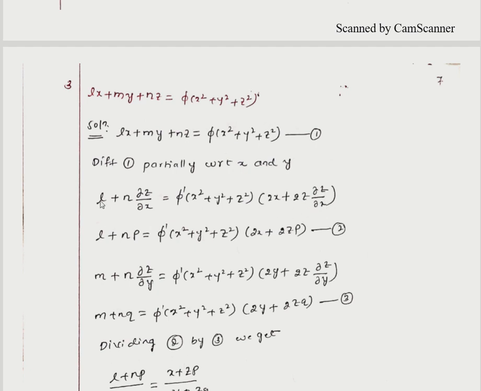Next simplify this. Therefore L plus n into, what is the ∂z/∂x? That is p. p is equal to φ' of (x² + y² + z²) into (2x + 2z, and what is the ∂z/∂x? That is p). That's equation 2.